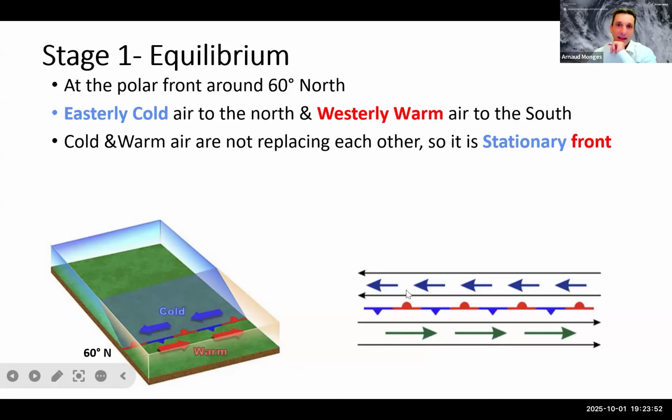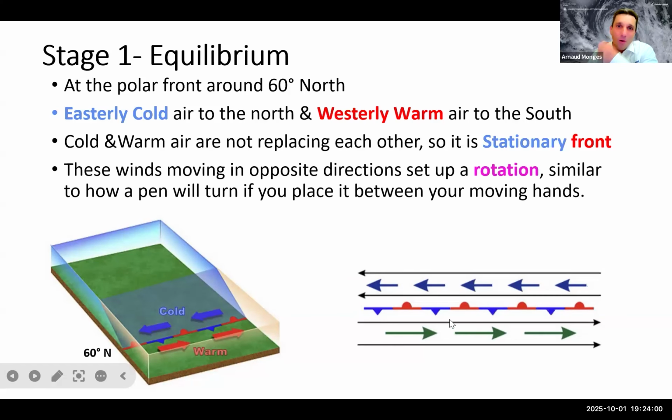The same thing. And what is interesting is when you see a flow like this, going to the left and to the right, you can already understand that those two flows, they are in equilibrium, but they really want to start a rotation. And you can imagine those two flows like two hands holding a pen in the middle, and you can feel that those two flows want to make the pen in the middle rotate counterclockwise. This is what will happen in stage two.